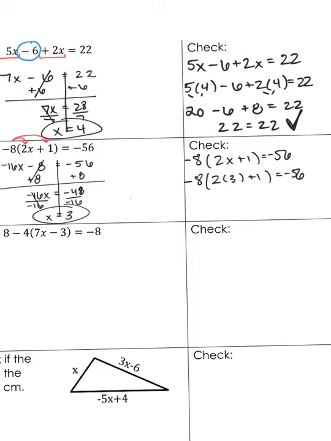So on the left side, I need to use my order of operations. It says I should do the stuff in parentheses first. So in parentheses, I got a lot of stuff going on here. We have a multiplication and an addition problem. I have to multiply first, so this would be 2 times 3 is 6. I still have parentheses happening here. So now in my parentheses, I would have 6 plus 1, which is 7. And now last, I just have this multiplication of negative 8 times 7, which is negative 56. So our equation is equal on both sides. That means our answer was correct.